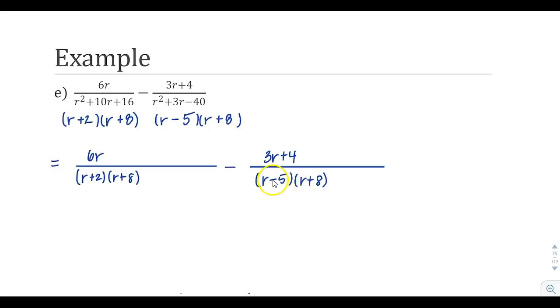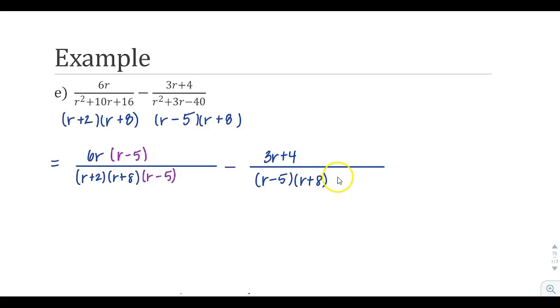So I look over to the other denominator and I look for what it has that mine doesn't. It has an r minus 5. I want to take that and copy it over, so I also want an r minus 5. And if I put one on the bottom, I have to put one on the top. That's the only thing it had that I didn't. It had an r plus 8, but I already have that.